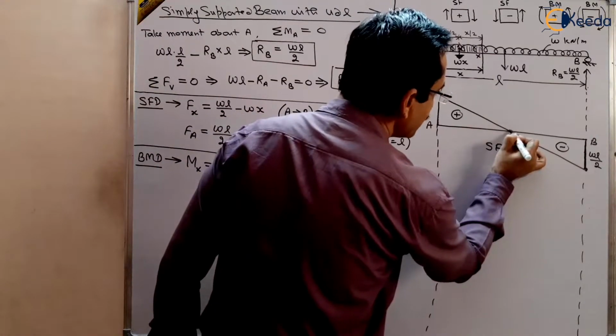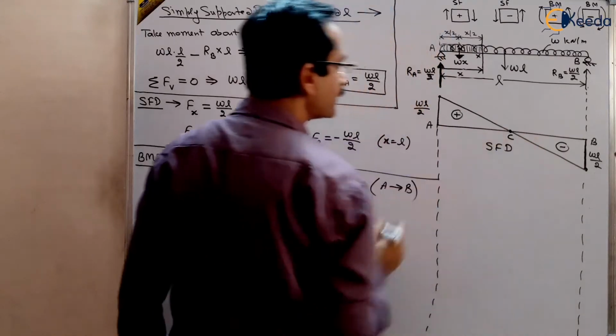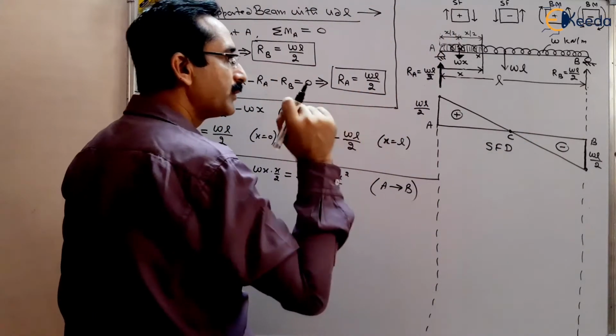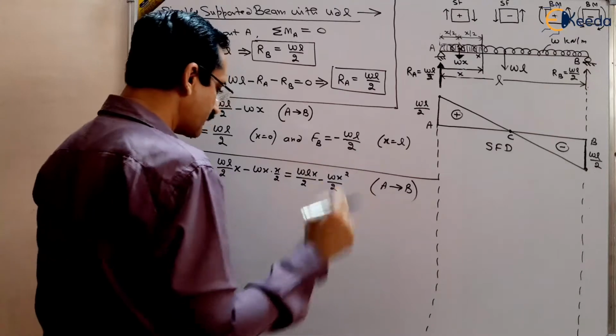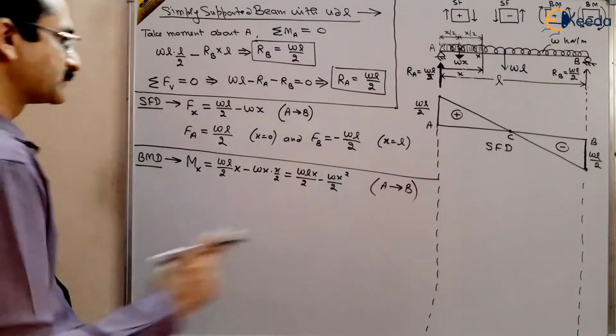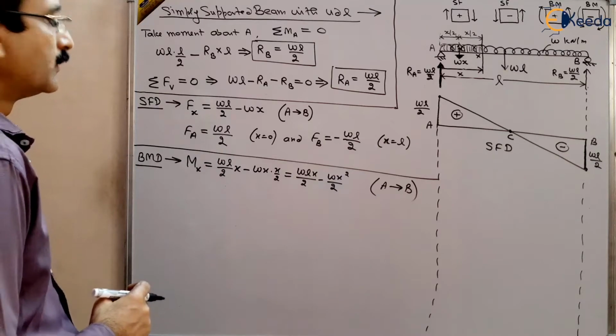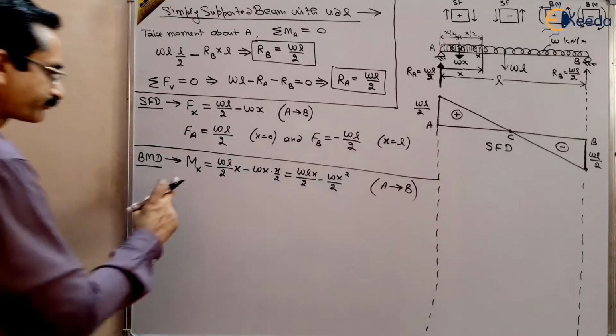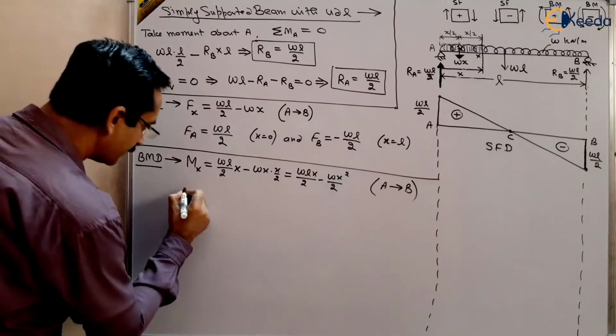the point where shear force is 0, suppose this is the center point where shear force is 0, the bending moment will be maximum at this point. You should know that the point where shear force is 0, the bending moment will be maximum, right? So we can find out MA.